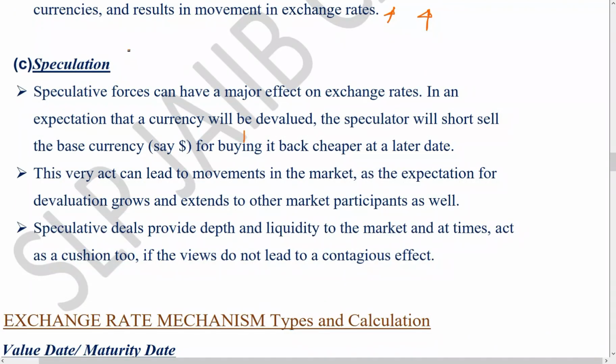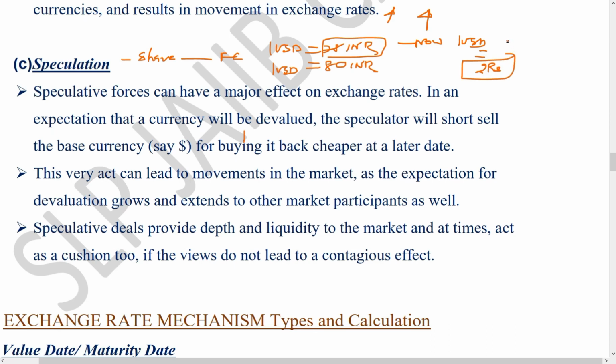Next, speculation, as I already told, is like purchasing a share. They are purchasing the currency. For example, $1 today is 78 rupees, and speculators are expecting that in 2 weeks it is going to be 80 rupees. Then they will sell INR now and purchase US dollars. After 2 weeks, they will sell the US dollars and purchase INR again. Now they have 2 rupees profit for one US dollar. If they do it for thousands of US dollars, they will get a higher profit. This is the case of speculation.